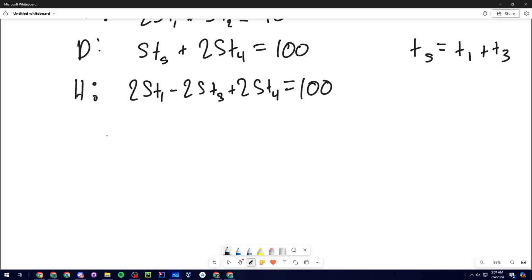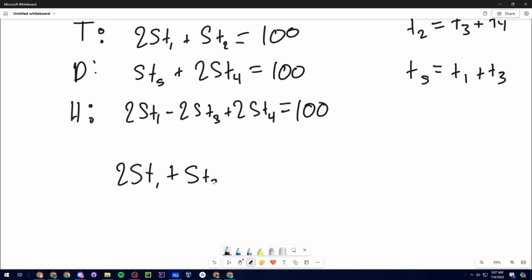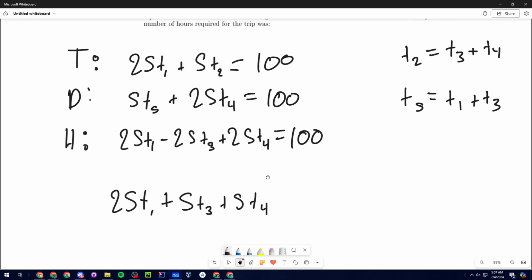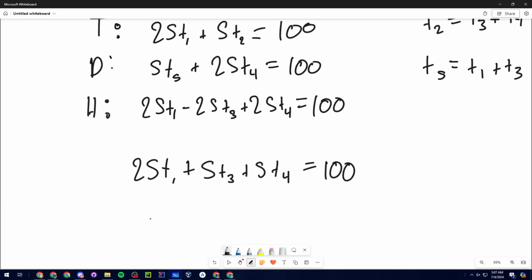So I'm going to go down here and rewrite my equations as 25T1 plus 5T3 plus 5T4. How do I get that? Because T2 is just equal to this, and that's just substitution, right? And then distributive properties, that's equal to 100. Now, 5T5, so 5T1 plus 5T3 plus 25T4 is equal to 100.